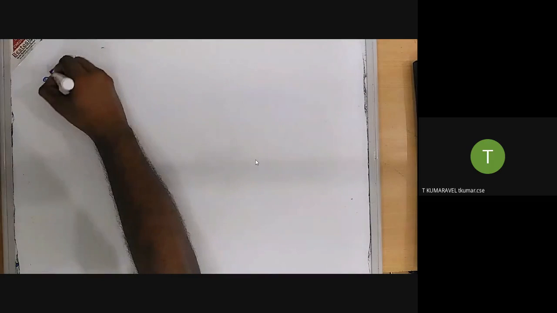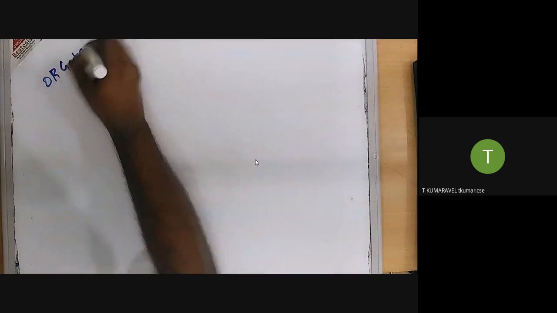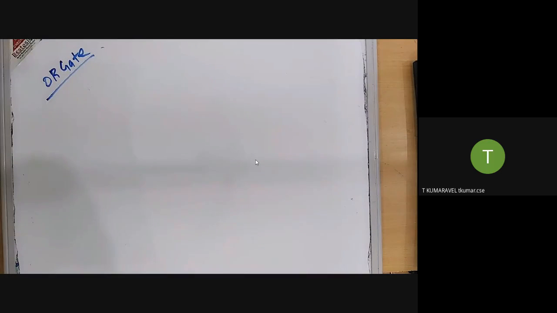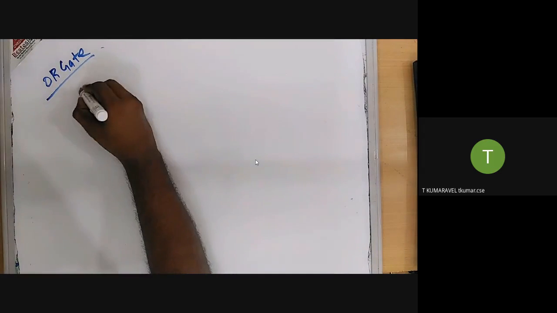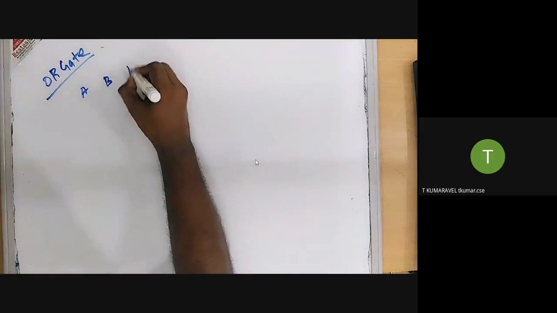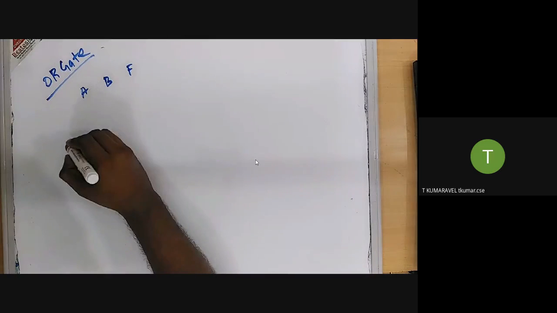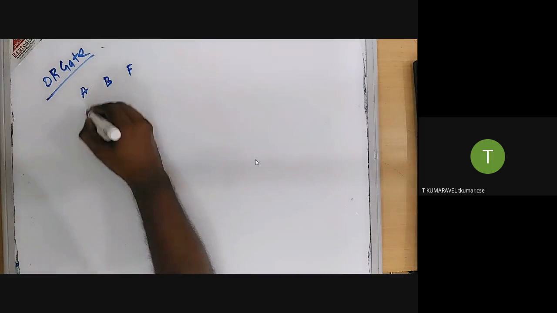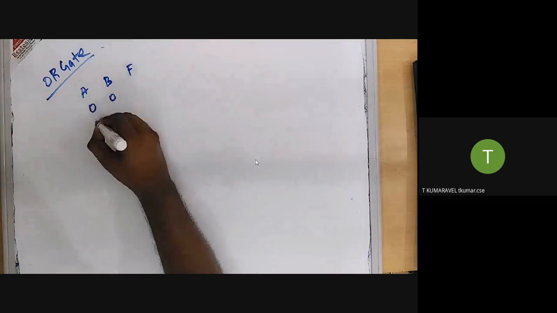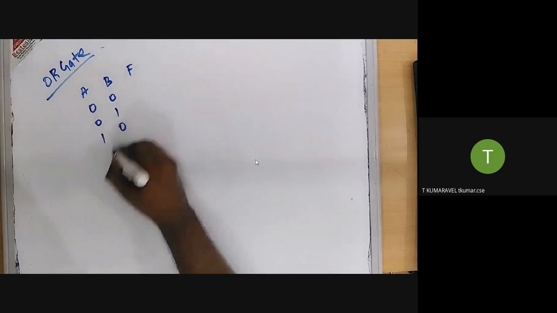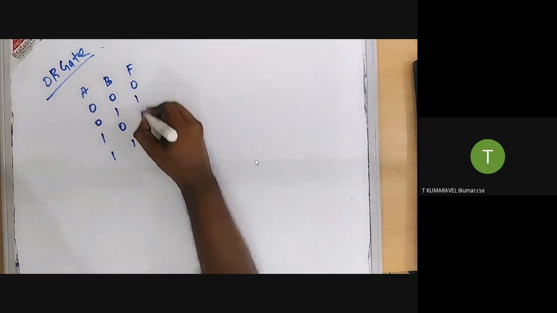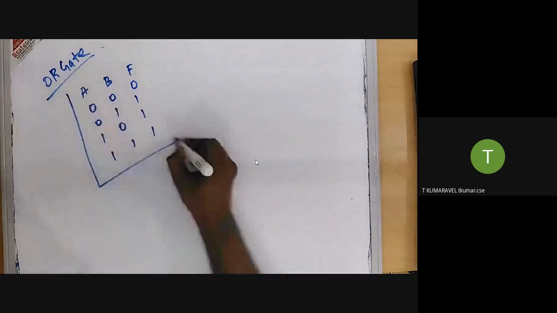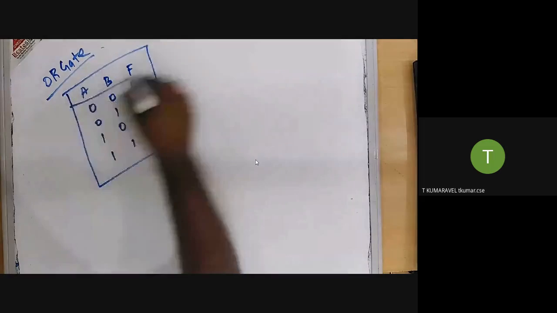we are going to implement the basic gates using a multiplexer. First I'm going to take the OR gate. That OR gate functionality I'm going to implement using a multiplexer. What is the functionality of the OR gate? If any one of the input values equals 1, the output value equals 1.